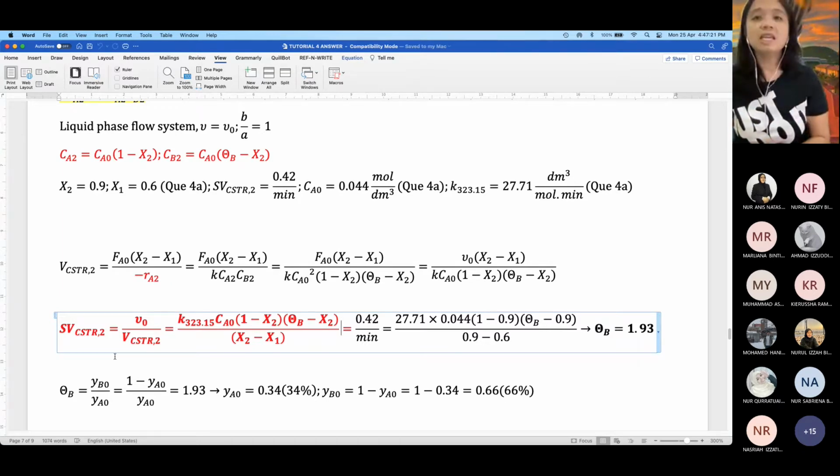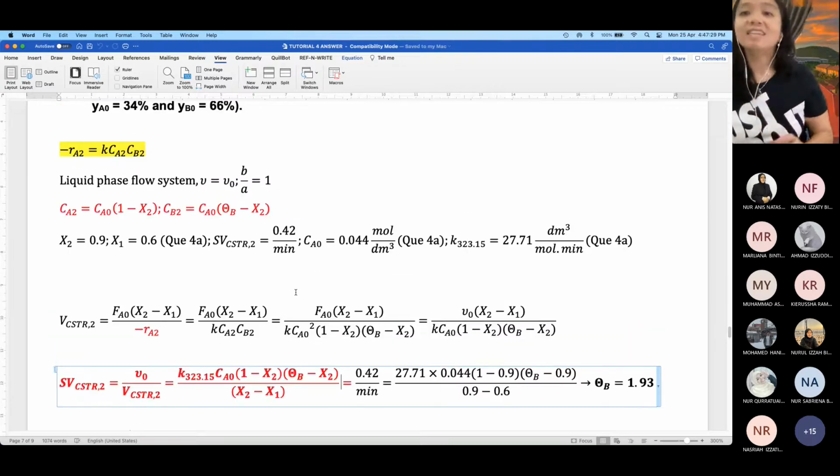Okay, space velocity equals to equation dia K CA naught in bracket 1. Oh, sorry, I forget. This is the second reactor. Sorry ya, sebab again, I forget. Yang saya ajar kamu dalam design dalam chapter 4, single reactor. I didn't teach you reactor bersiri untuk design equation.